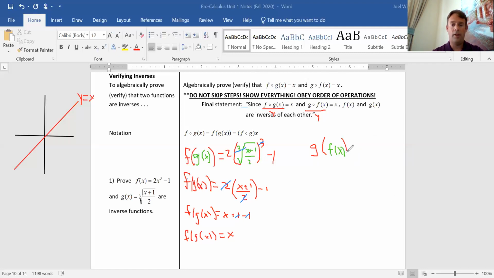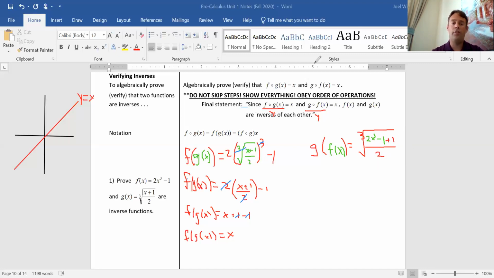All right, so for g of f of x, I'm going to start off with my g of x function, but in place of my x, I'm going to plug in my f of x function. So 2x cubed minus 1. And then I still have the positive 1 here, though, because it was x plus 1 divided by 2.